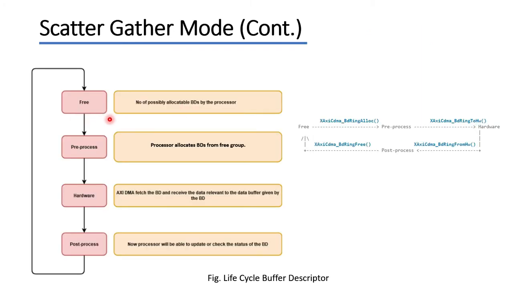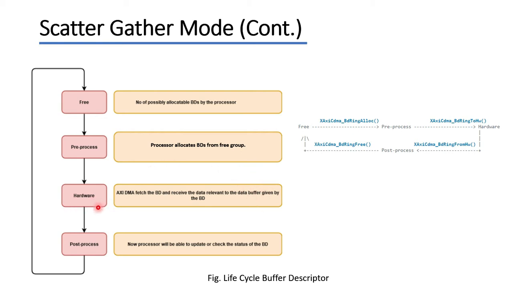Initially, all the BDs are added to the free group. The free group is like the possible count that we can allocate for the BDs. Now at the next stage, in the pre-process, the processor allocates a BD from the free group with the help of a relevant function, and this will reduce the free count and increase the pre count.